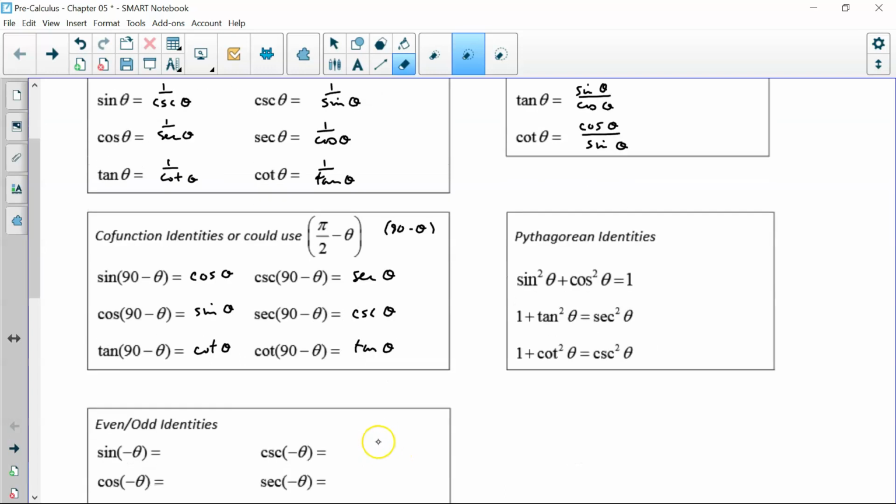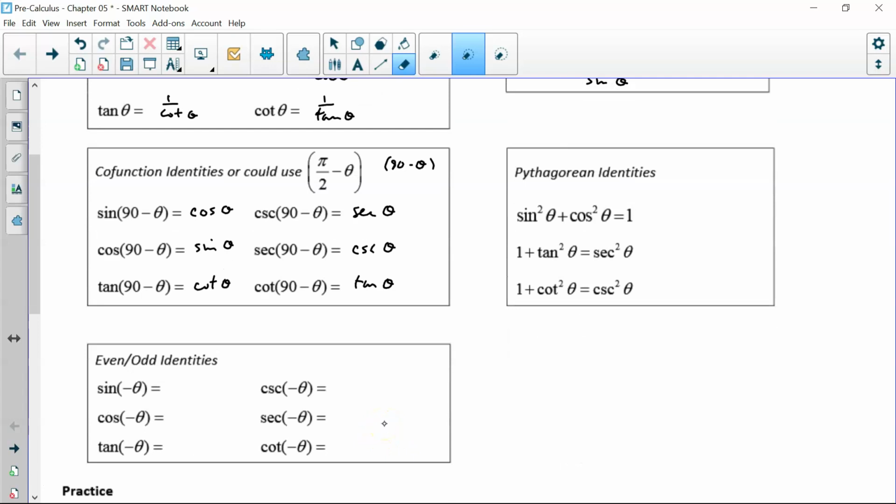You want to keep this as a reference. When we talk about even and odd identities, the only ones that are even are cosine and its reciprocal, secant. All the others are odd. Remember, for an even function, for example, cosine of negative theta is equal to the cosine of theta. The cosine of the negative angle and the positive angle are equivalent. Same thing for secant. Secant of negative theta is the same as the secant of theta.